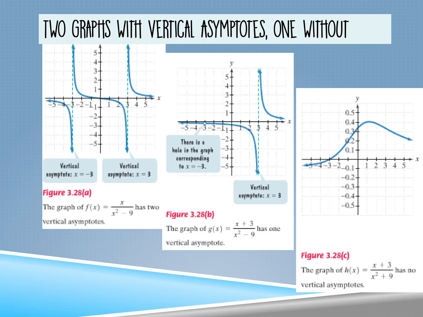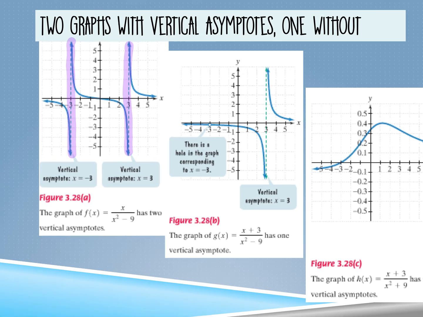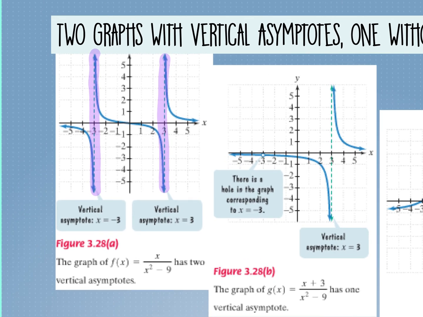Here's just some examples of what they could look like. The one all the way on the left has 2 vertical asymptotes, and it actually has a horizontal asymptote. Now this is what's weird: graphs can cross a horizontal asymptote. They cannot cross a vertical asymptote, but they can cross a horizontal asymptote.